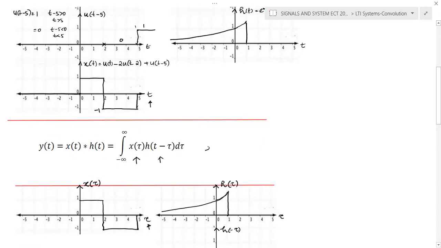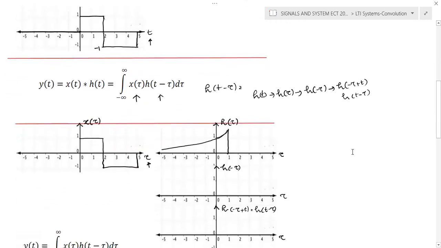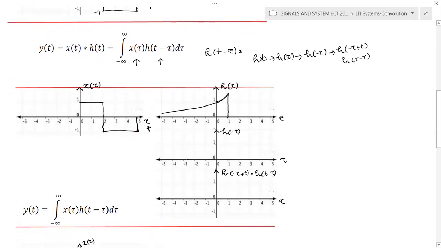But in order to plot h of t minus tau, first we will draw h of t. From h of t we will draw h of tau. From h of tau we will draw h of minus tau. From h of minus tau we will plot h of minus tau plus t. So it's simply h of t minus tau. Okay, so we already got h of tau. Now we need h of minus tau. H of minus tau means simply the time reversed version of the signal.